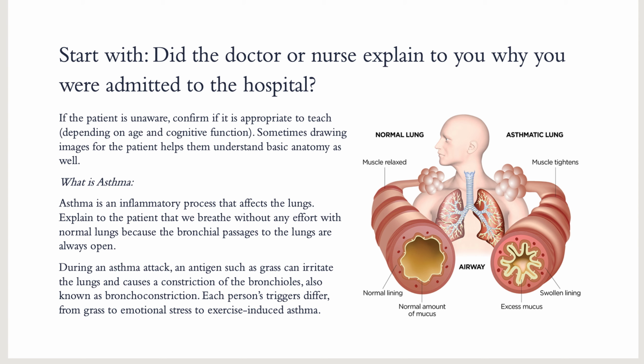Now, what is asthma? They're going to ask you. Asthma is an inflammatory process. They might say, what is inflammatory? Then you can talk about WBCs, right? So inflammation in the lungs, and it's occurring.